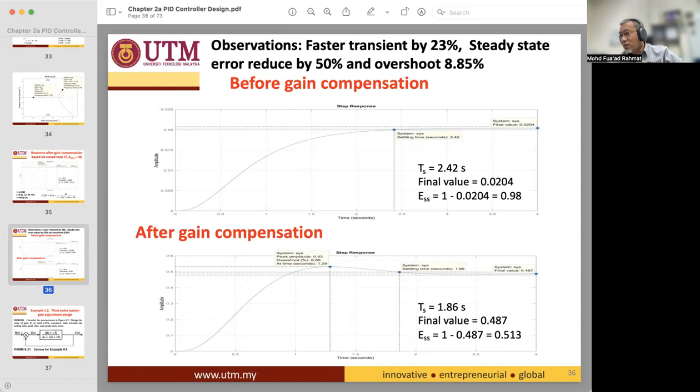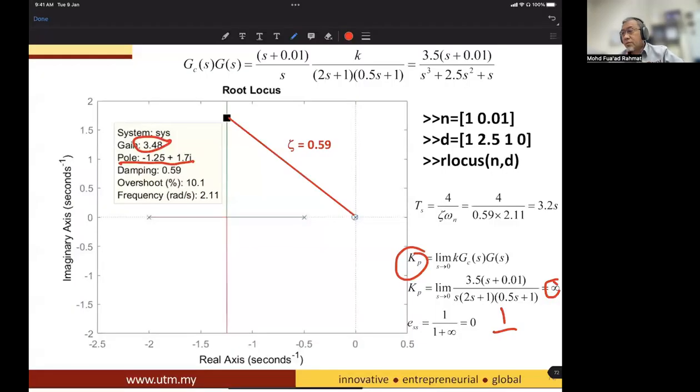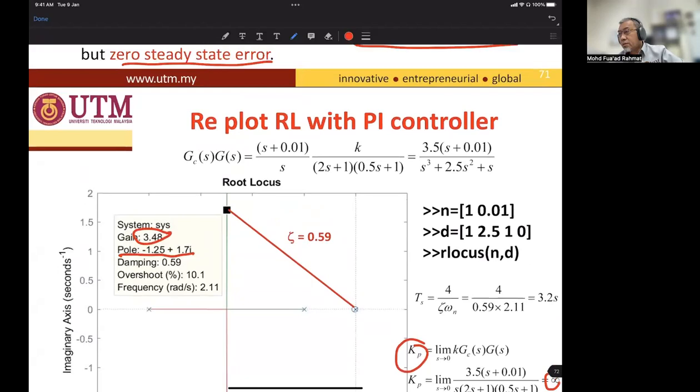1 over infinity is equal to 0. Sorry, Doctor, I think you didn't share the whole thing, but shared a different document. You are sharing the slide. Yeah, all right, sorry. I should share this one. Okay, this one.